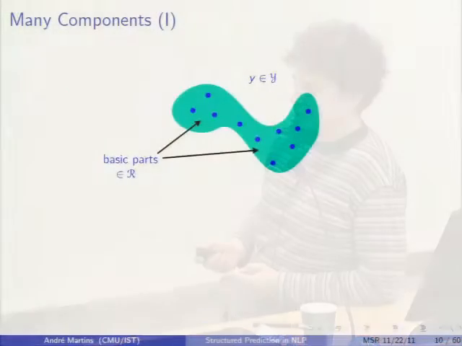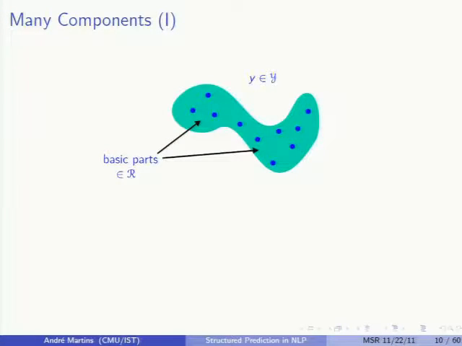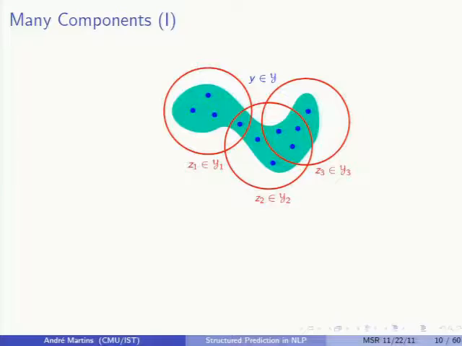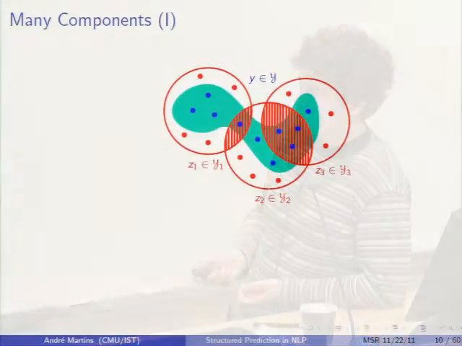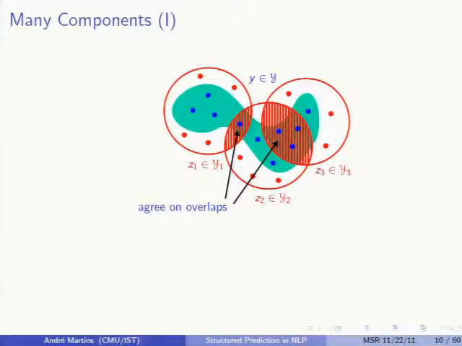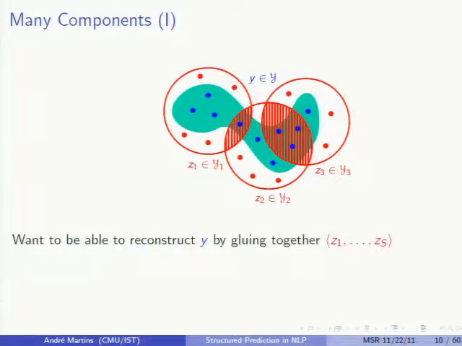We suppose that you have some complex object Y. We have represented it as a vector of basic parts, arcs in the dependency tree, for example. And we are going to consider several views of this object. This could be, for example, the siblings or grandparents and the other score functions that I described in the beginning. Those will induce other parts, which are going to be these higher order things that are not necessarily arcs, but conjunctions of arcs, for example. There is some overlap between all these views, and we have the constraint that they must be consistent on the overlaps. The goal is to reconstruct Y by gluing together all these views, Z1 to ZS.